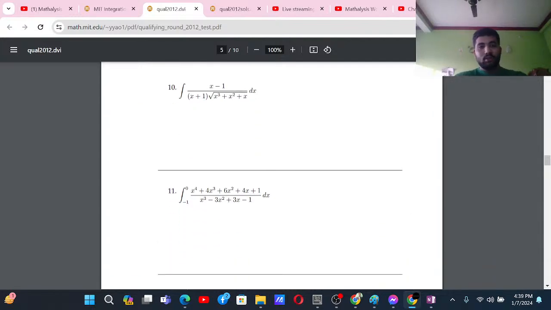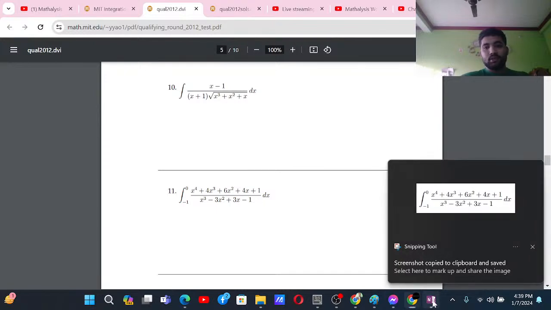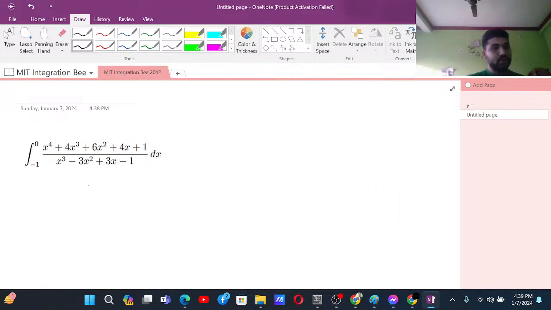Now this problem is not that easy, though it looks monstrous at first. This is not that hard. It's just about doing some rigorous work.